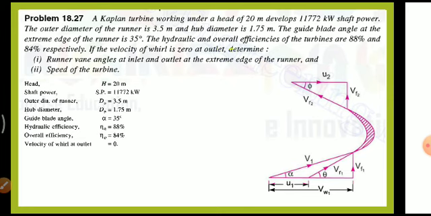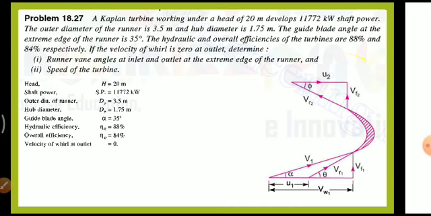The hydraulic and overall efficiencies of the turbine are 88% and 84%. The velocity of whirl is 0 at the outlet. Velocity of whirl 0 at the outlet means beta is equal to 90 degree. So we can understand this 35 degree belongs to alpha. The things we have to calculate are the runner vane angles, that is theta at the inlet and phi at the outlet, and the last one, the speed of the turbine.